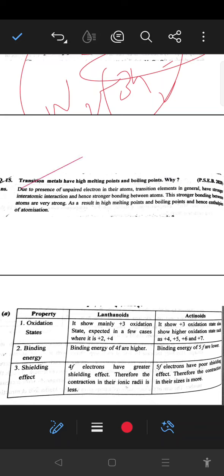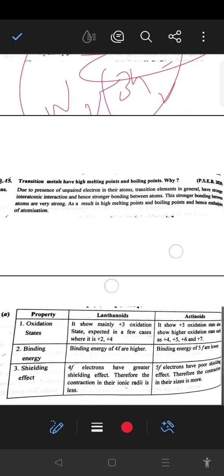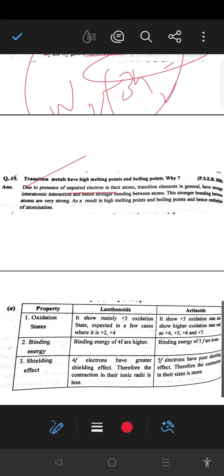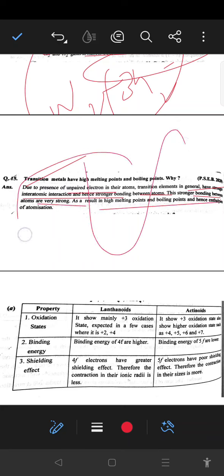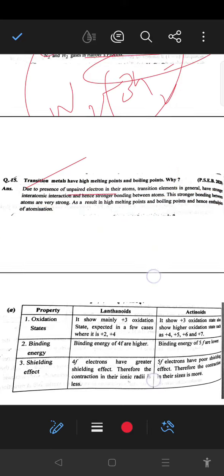This is due to the presence of unpaired electrons in their atoms. Transition elements in general have a stronger interatomic interaction and hence stronger bonding between the atoms. The bonding between the atoms is very strong. As a result, transition metals have high melting and boiling points. Okay.